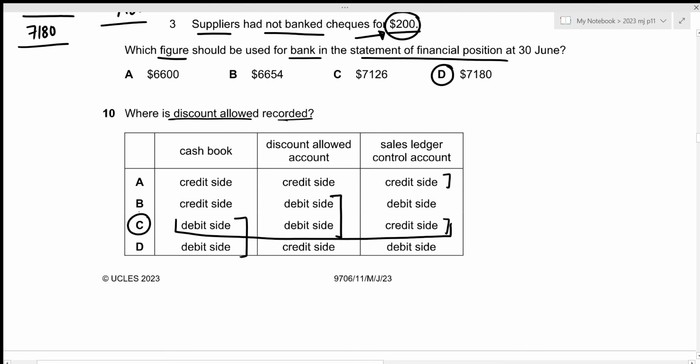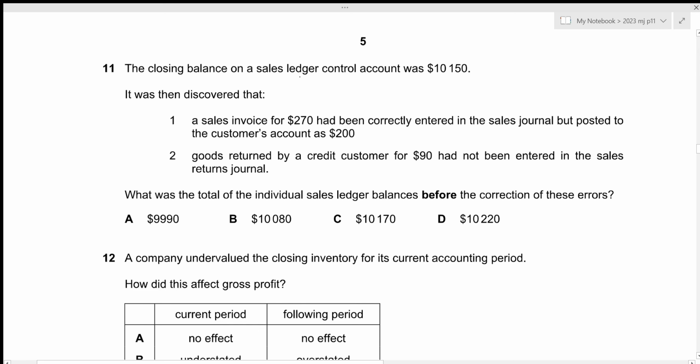Let's move towards the 11th question. The closing balance on a sales ledger control account was 10,150. We are given some errors. We need to figure out the total of the individual sales ledger balances before the correction of these errors. So we start with our balance as per the sales ledger control account. That's 10,150. The first error is that a sales invoice for 270 had been correctly entered in the sales journal but posted to the customer's account as 200. So our customer account only includes 200 and not the remaining 70.